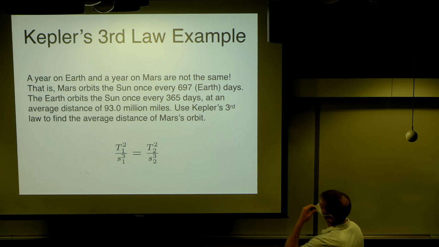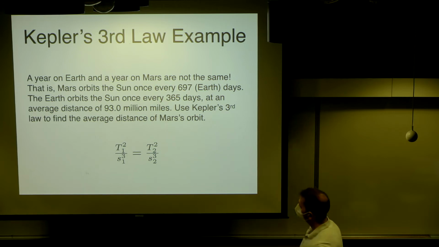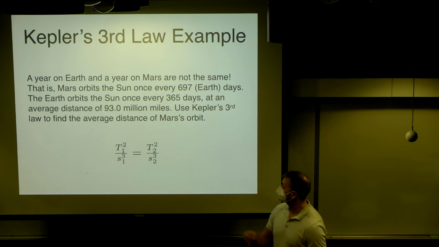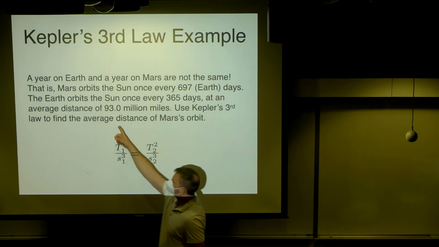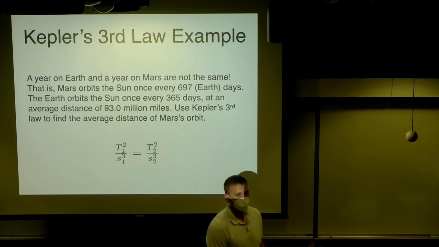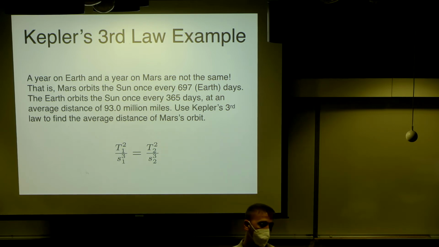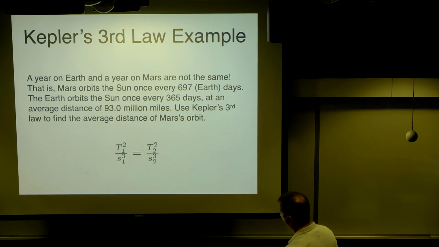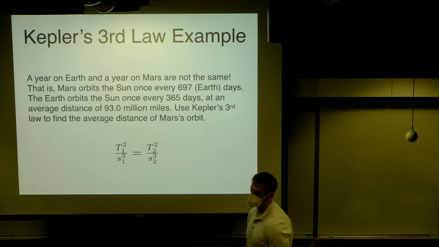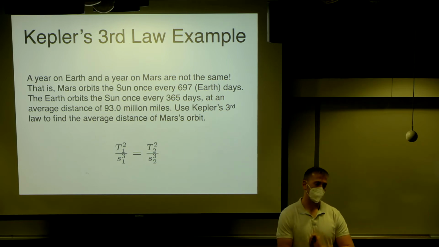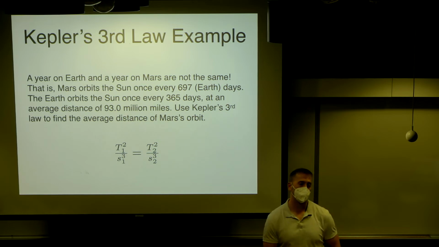So it turns out on Mars, the planet orbits the sun once every 697 Earth days. Whereas, of course, on Earth, we orbit around the sun every 365 days. For Earth, the average distance of our orbit is 93 million miles. That's how far away, on average, the Earth is from the sun. So based on all of that data, we should be able to use Kepler's third law to find the average distance for Mars's orbit. In other words, how far away is Mars from the sun? We can do that just by comparing its orbit to that of Earth.